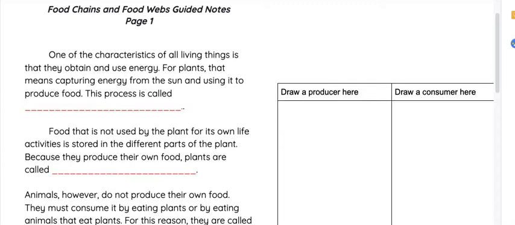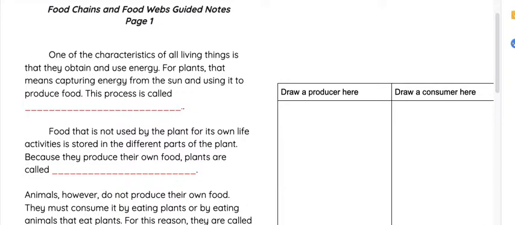Creators. This is Mrs. Beck finishing up our time thinking about food chains and food webs today. We're going to be doing some guided notes for today, and you're going to have the sheet already glued into your science notebook, and you're going to be filling in some information.